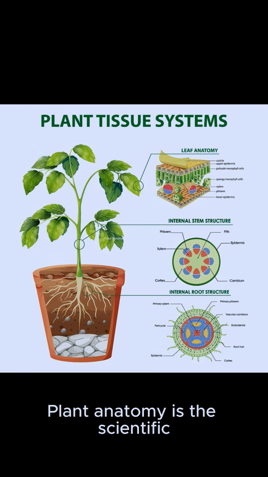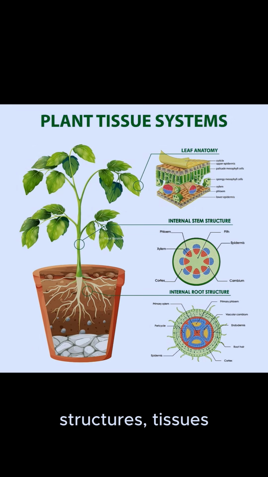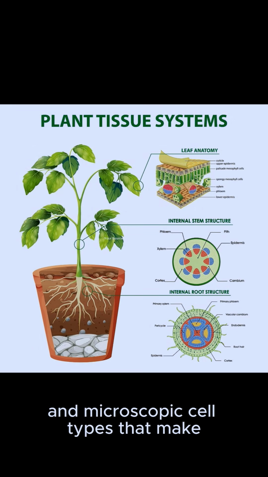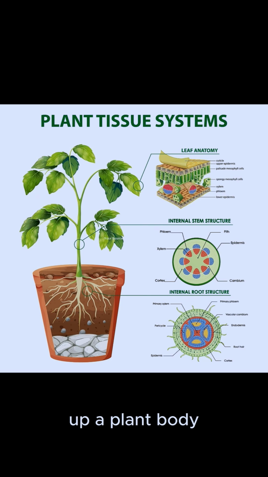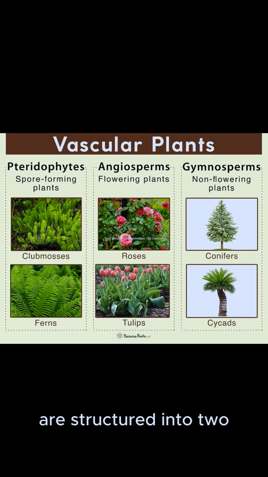Plant anatomy is the scientific study of the internal structures, tissues, and microscopic cell types that make up a plant body. While plant morphology deals with the external, physical form, anatomy dives below the surface to look at how cells organize into functional networks. Vascular plants are structured into two primary organ systems: the underground root system and the above-ground shoot system.